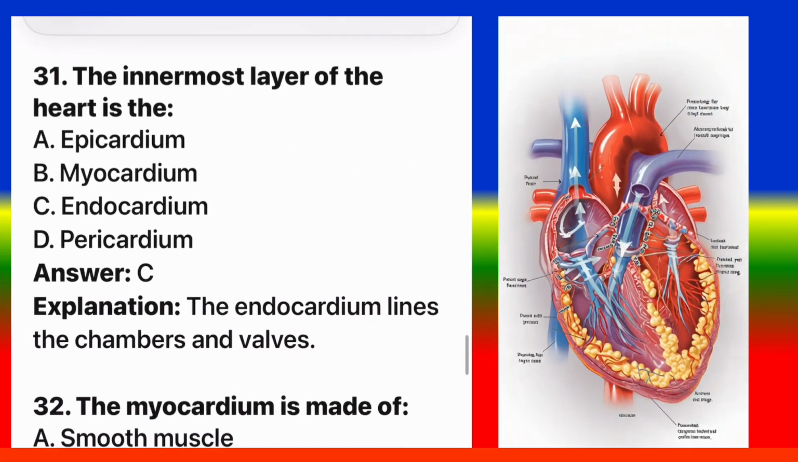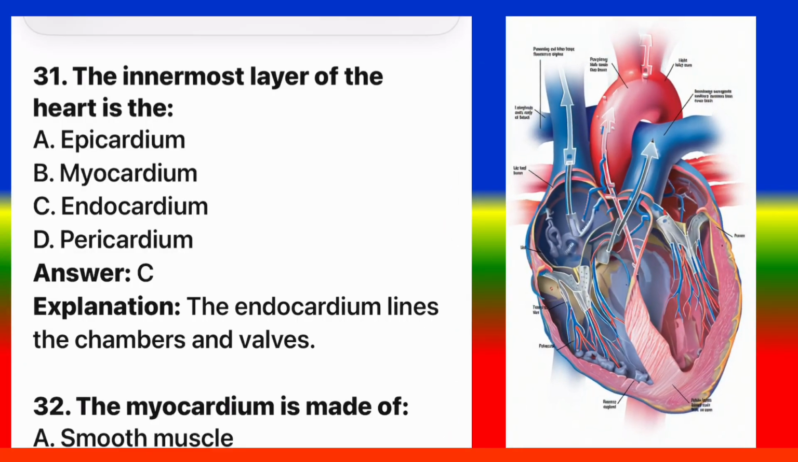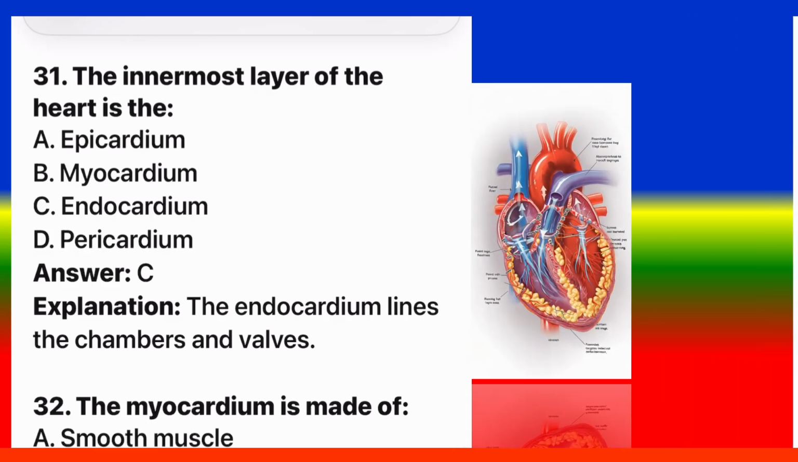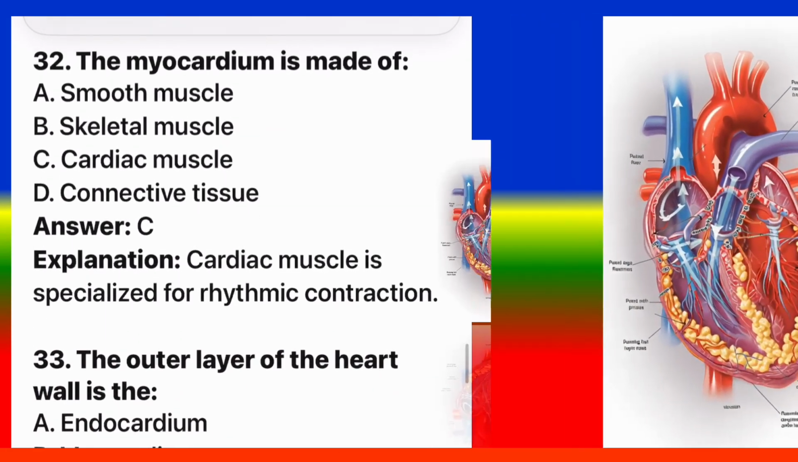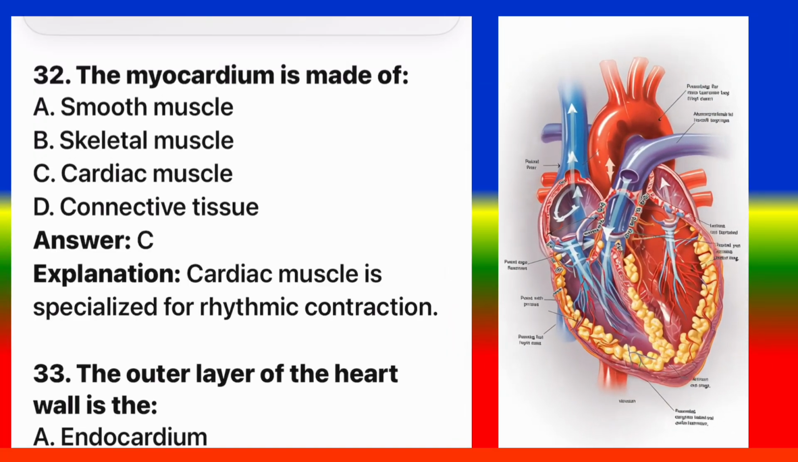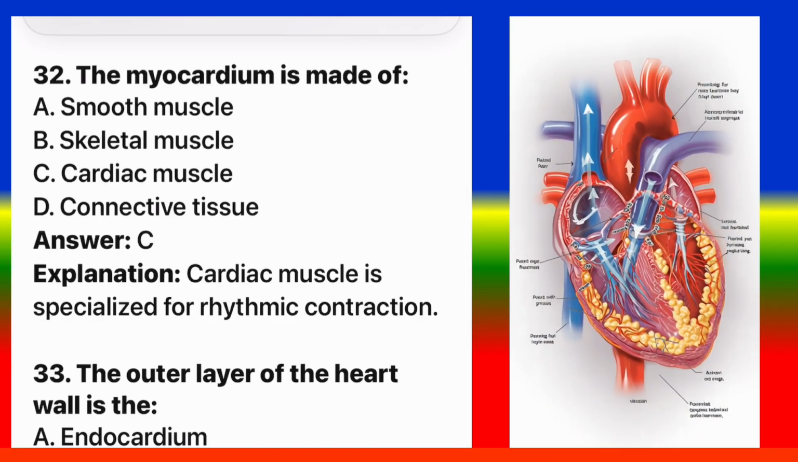31. The innermost layer of the heart is the A. epicardium, B. myocardium, C. endocardium, D. pericardium. Answer C. Explanation: the endocardium lines the chambers and valves. 32. The myocardium is made of A. smooth muscle, B. skeletal muscle, C. cardiac muscle, D. connective tissue. Answer C. Explanation: cardiac muscle is specialized for rhythmic contraction.